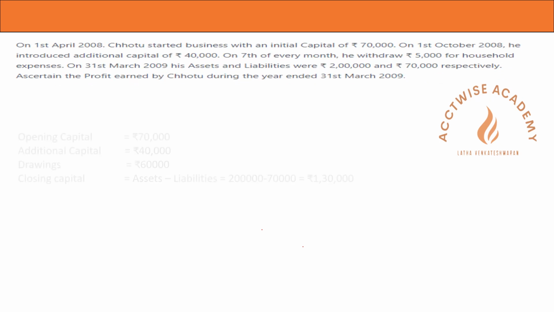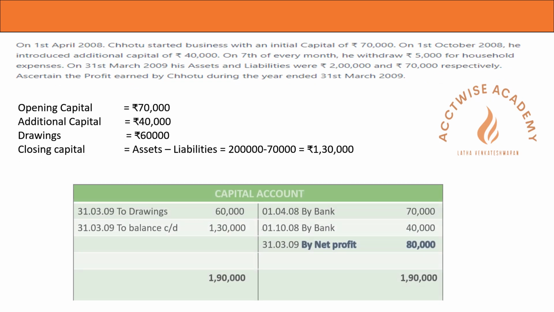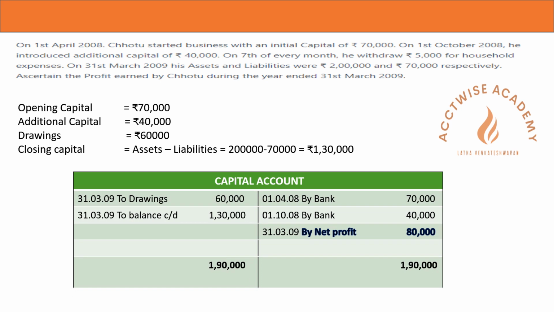Let us take the same previous problem and open the capital account and see the profit. The same sum I have taken, and we know that the opening capital, the capital introduced when starting the business, is 70,000. Additional capital is 40,000, drawings is 60,000, and closing capital is assets minus liabilities, that is 1,30,000.